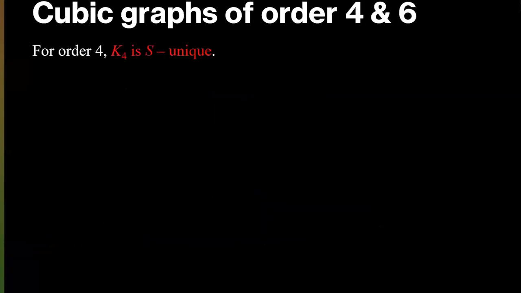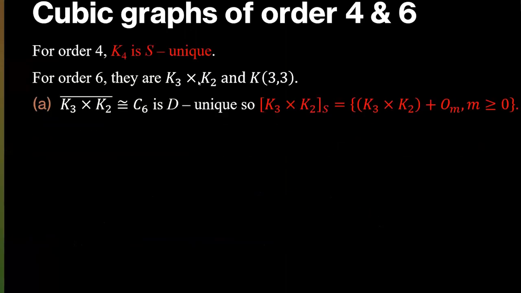How about cubic graph of order 4 and 6? For order 4, the only graph is K4, so it is S-unique. For order 6, there are only 2 of them. The first one, if you look at the complement, is the C6 and is D-unique. And so the original graph K3 Cartesian K2, the star equivalent class must be this graph K3 Cartesian K2, possibly with some isolated vertices added.